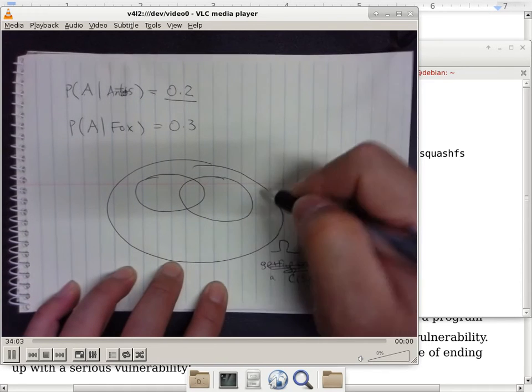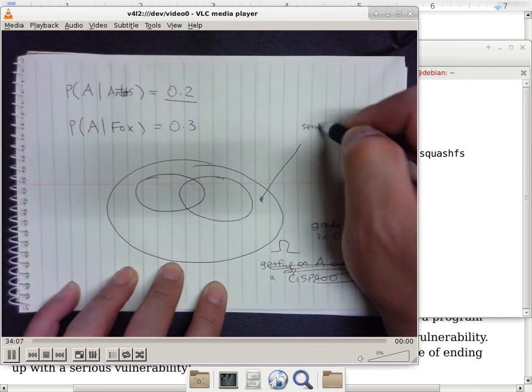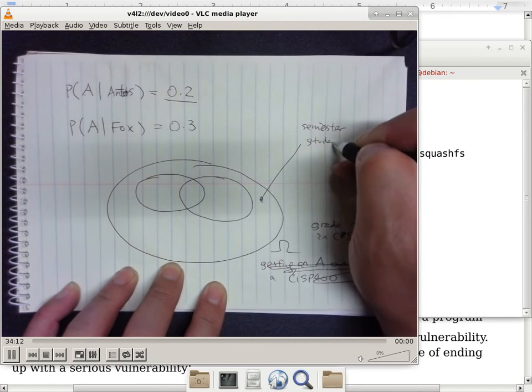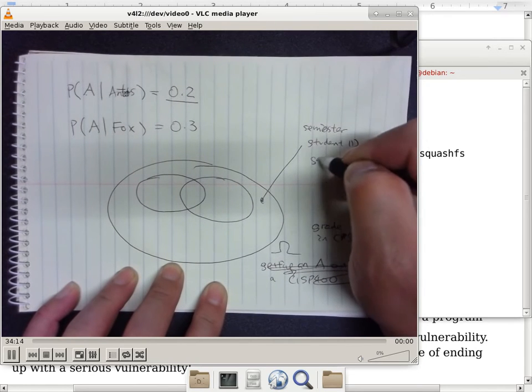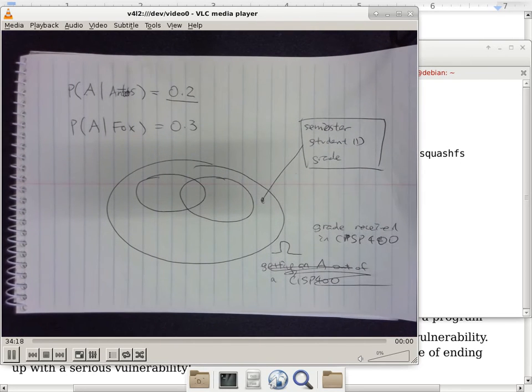So each element, okay, I'll just pick one element here, is going to indicate which semester. It's going to indicate the student ID and also the grade. So these three pieces of information will be in each element. That means if somebody took a class twice, then that person will have two representations here.